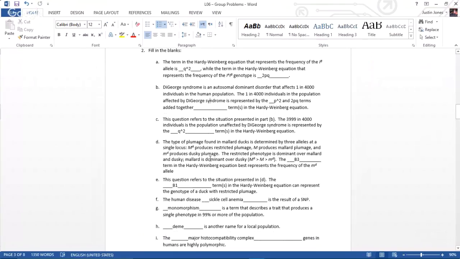Question C, this is referring to the same situation. So what's the remaining portion? It's the q squared.